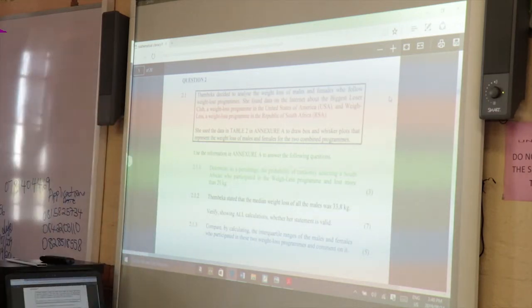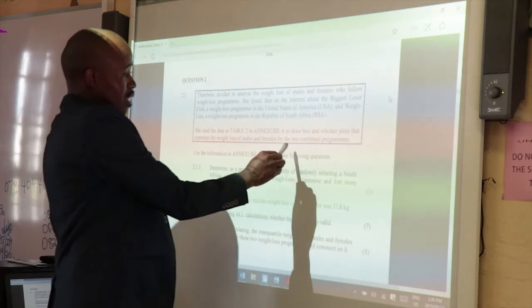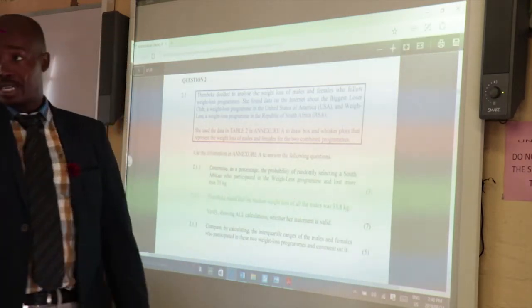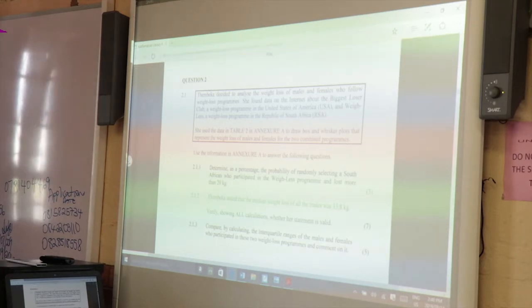We have decided to analyze the weight loss of males and females who follow weight loss programs. She found the Biggest Loser Club, a weight loss program in the USA, and a weight loss program in the Republic of South Africa. She used the data in table 2 in lecture A to draw box and whisker plots that represent the weight loss of males and females for the two combined programs. So the box and whiskers we'll see will be for both countries combined, for the USA and for RSA.